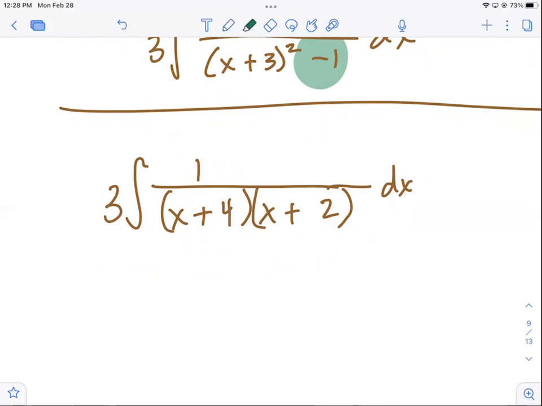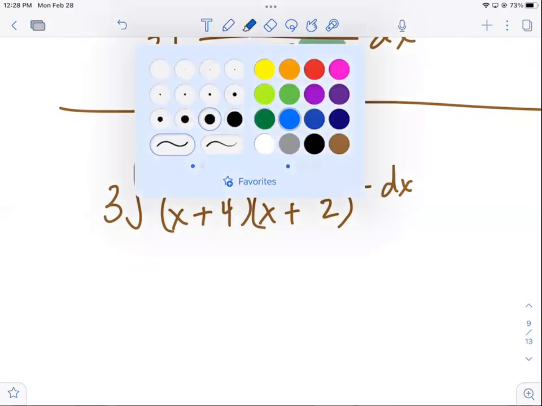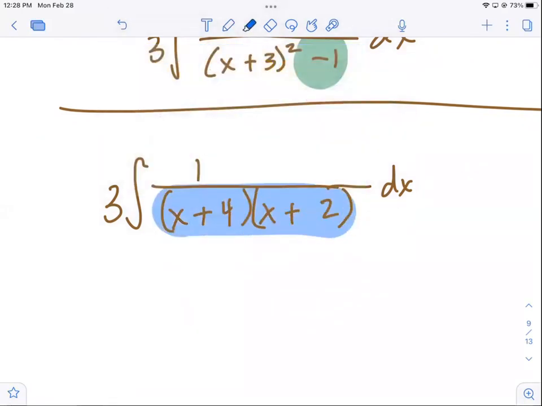If you could factor the denominator into non-repeating linear factors. Non-repeating means they're both to the first power. So if one of those were squared, you'd have to do partial fraction decomposition in a little bit different manner. But if they're both linear factors of the form mx plus b, and they're both to the first power, then you can quickly decompose this into two partial fractions, the sum or difference of two fractions, by what's called the cover-up method.